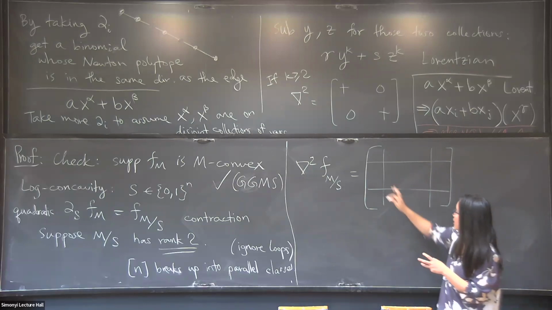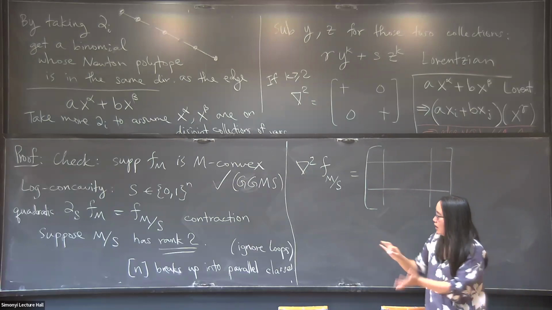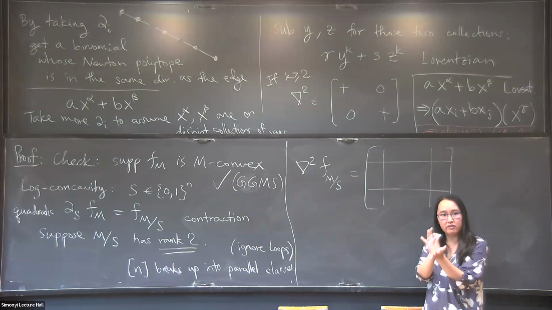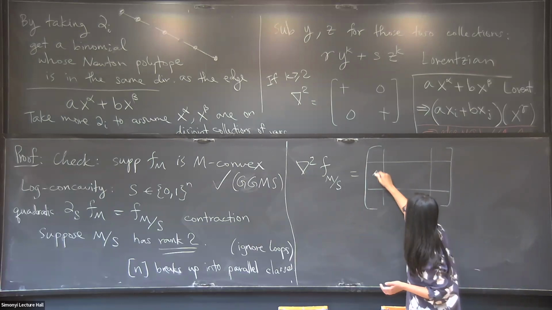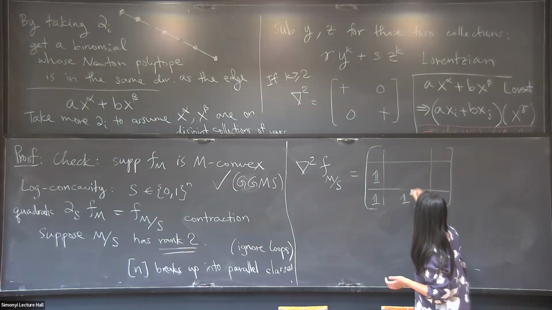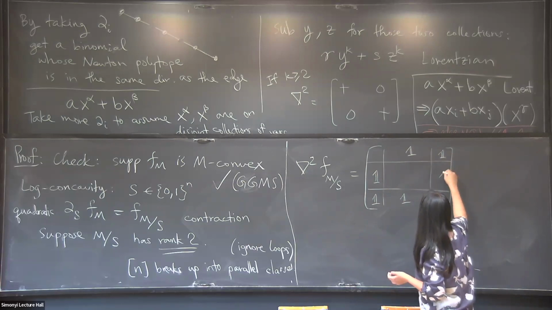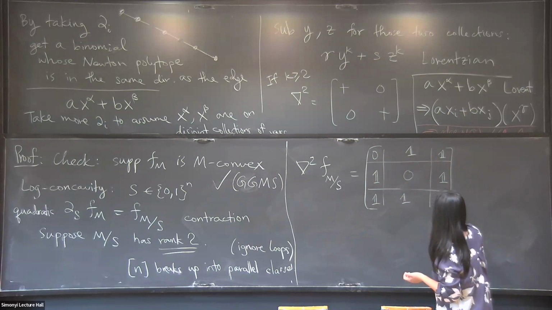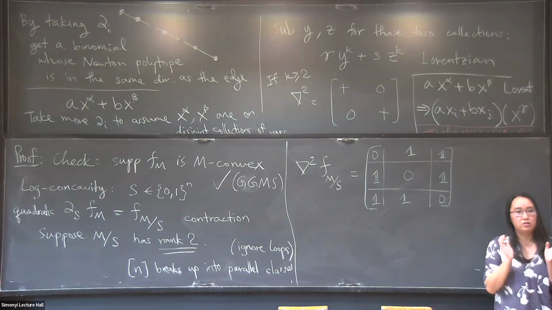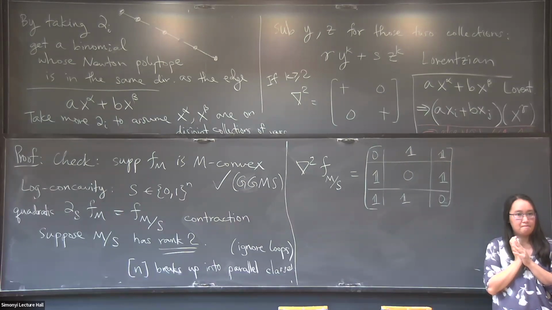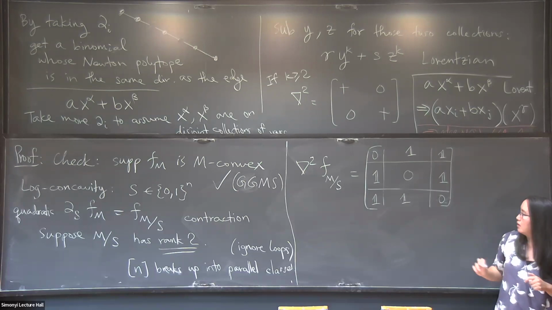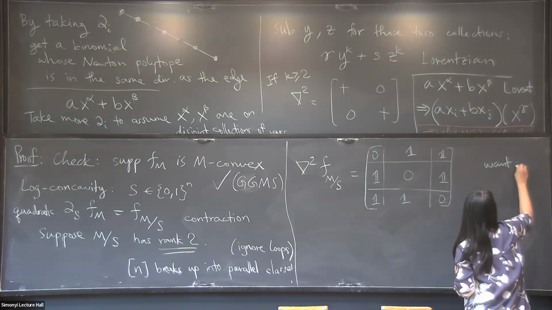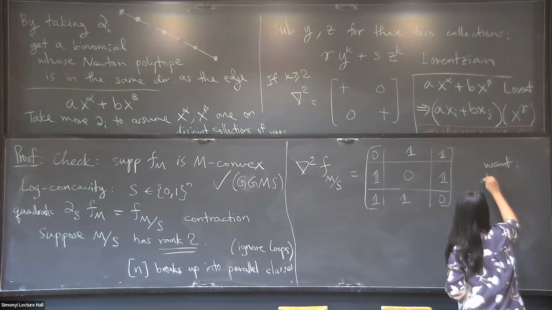And then within each parallel class, any pairs of non-parallel elements form a basis. So the non-parallel ones form a basis, and within each parallel class, any two of them do not form a basis. So my matrix looks something like this. Okay, and then we want to show that this one has at most one positive eigenvalue.